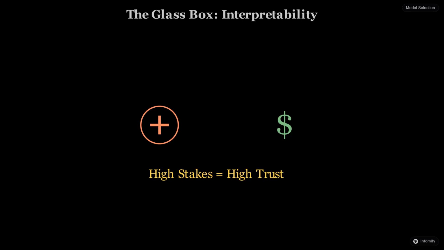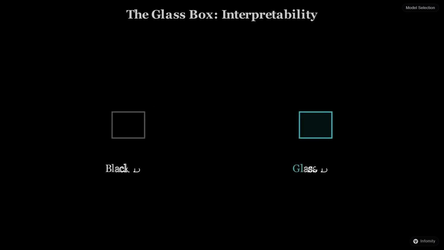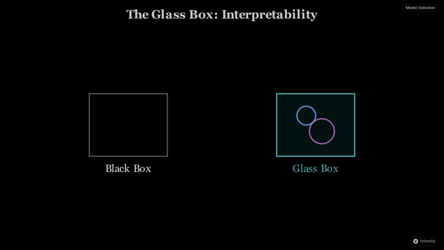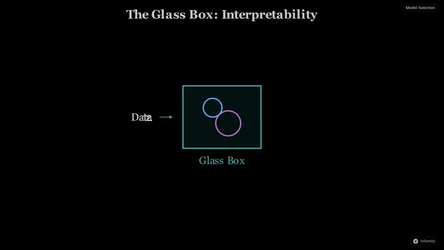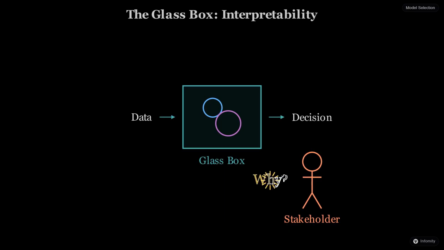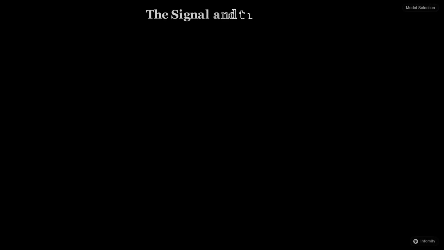In fields like medicine or finance, you often need to explain why a decision was made. This is the glassbox requirement. It is like a repair manual that explains every step of a fix. While a complex black box model might be slightly more accurate, a simple decision tree allows humans to audit the logic. If you cannot explain the model's output to a stakeholder, the most accurate tool in the world might be useless in practice.